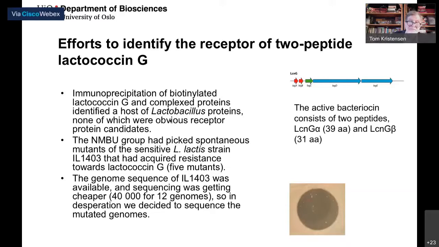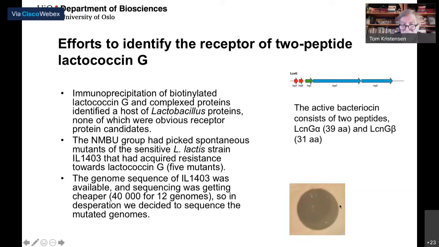If lactococcin G functions in the same way or uses the same mode of action as lactococcin A, it should interact with a membrane protein and open a pore in the membrane, and the resistant mutants would then be mutants in the receptor proteins, which, for instance, caused the lactococcin G molecules not to bind at all or something like that. So that was the general idea behind it. If we can't find it in other ways, we will sequence the mutants to see what makes them resistant to lactococcin G.